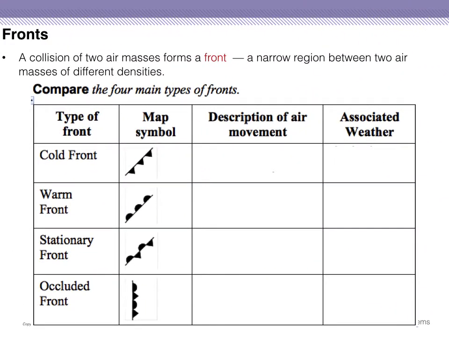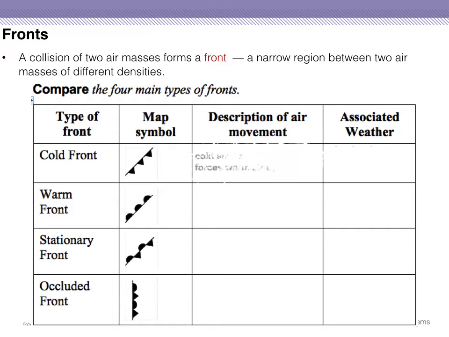A collision of two air masses forms a front, a narrow region between two air masses that have different densities. Now remember, warm air has a lower density than cold air. So if I'm looking at a weather map and I see a cold front, the symbol I'm going to see is a line with triangles pointing toward the direction that the cold front's moving. If it's a warm front, I will see a line with semicircles showing the direction that it is moving. A stationary front shows both, so you can tell which each came from. An occluded front shows both, but they're pointing in the same direction because they are actually stopping each other.